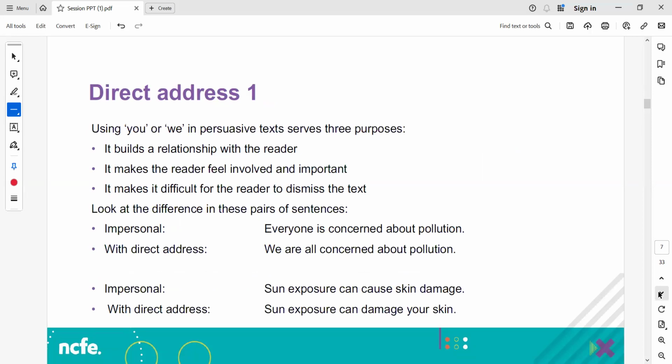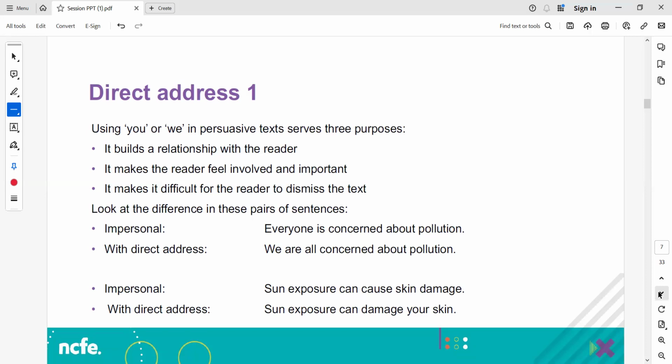Direct address. So this is when we use you or we in persuasive text, and it serves 3 purposes. Firstly, it builds a relationship with the reader. Secondly, it makes the reader feel involved and important. And finally, it makes it difficult for the reader to dismiss the text because the writer is speaking directly to you, so to the reader. So it makes you feel more involved.